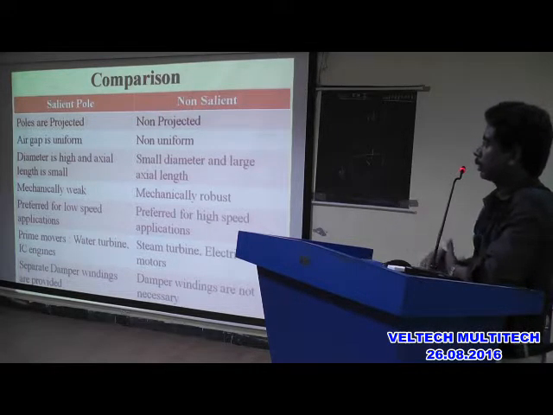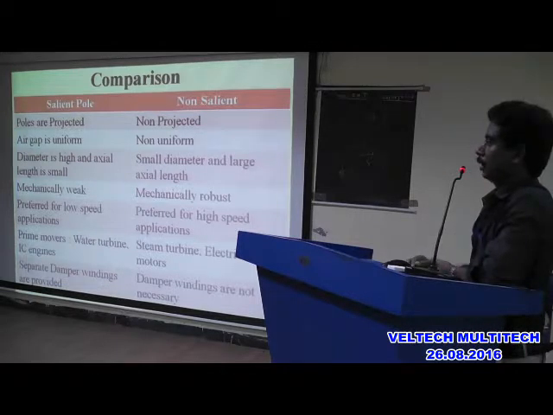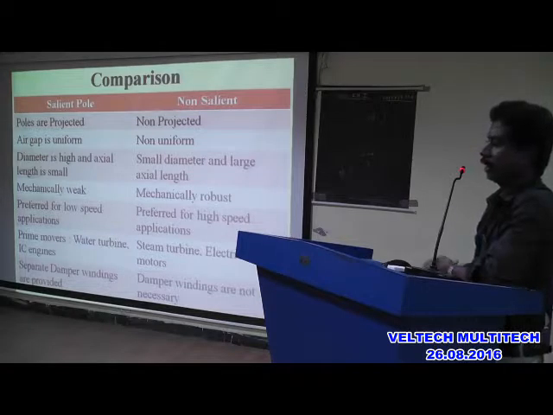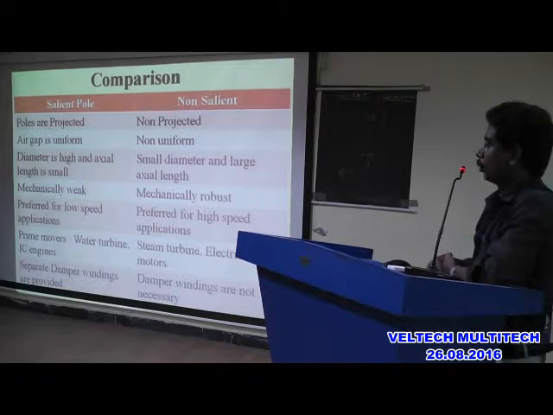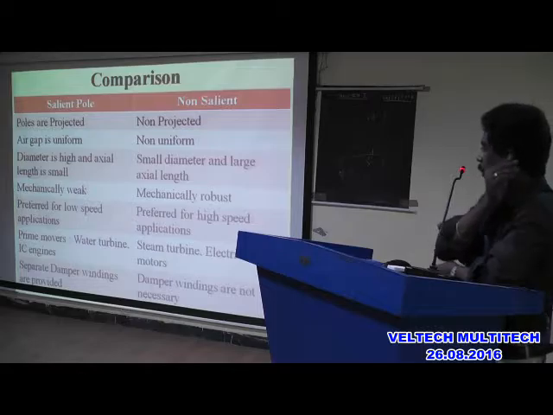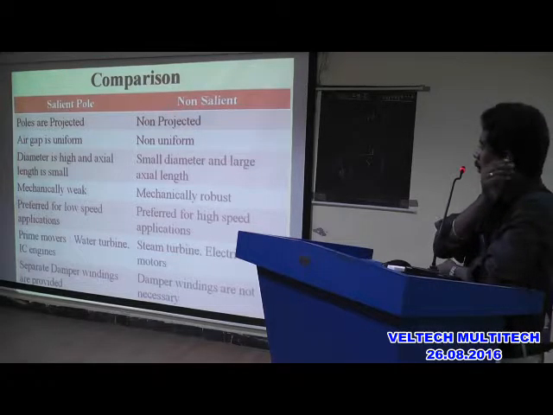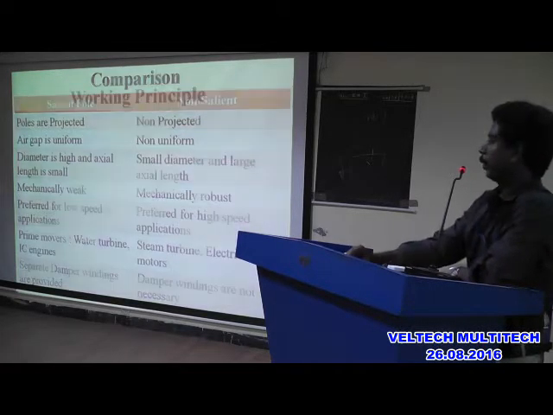In salient pole, the diameter is high because the axial length is small. It is mechanically weak, so it is suitable for low speed applications. Normally water turbines and IC engines are used. Whereas the non-salient pole is suitable for high speed applications.